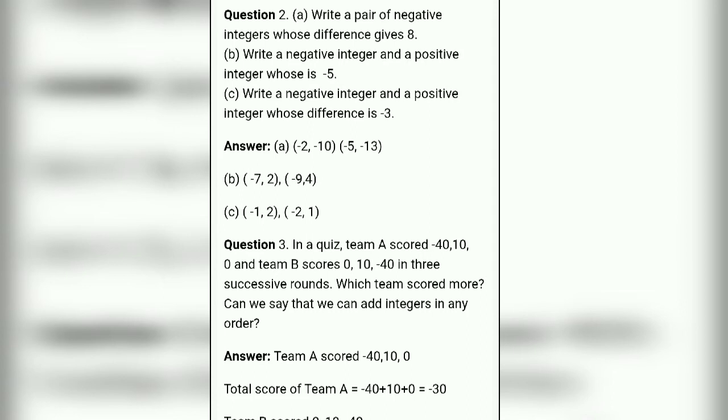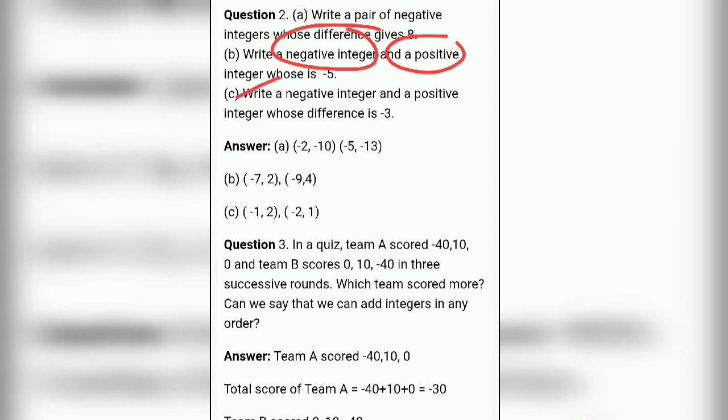Then the second question: write a negative integer and a positive integer whose sum is minus 5. A negative integer and a positive integer whose sum is minus 5. So here what we need to do, one we take a negative integer and one a positive integer, and the addition process is there because the sum is minus 5.